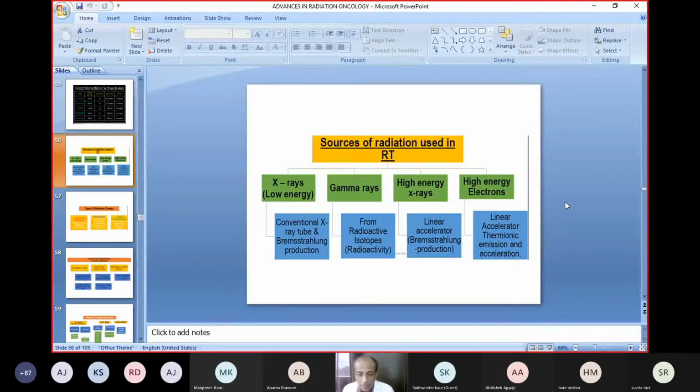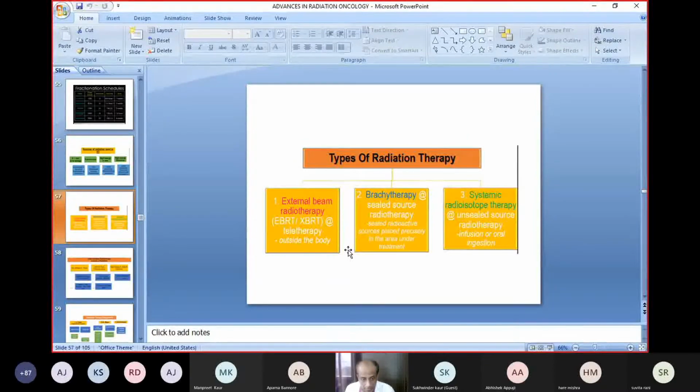Okay, madam. So in the radiation source, we are using X-rays and gamma rays. X-rays are basically low energy radiation. Gamma ray has higher penetration. Gamma ray comes from a radioactive element, and X-ray comes after you switch on the beam with electronic energy. We have two types of radiation therapy: one is external beam therapy, and one is brachytherapy.